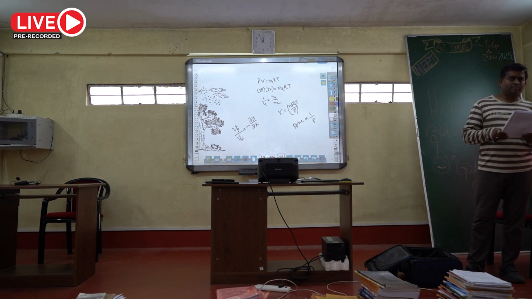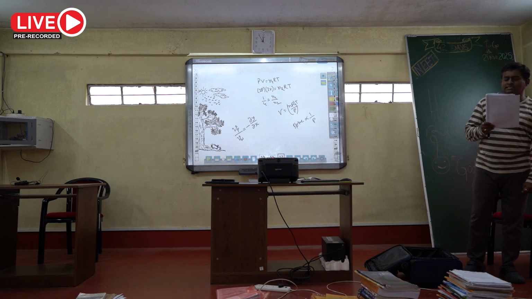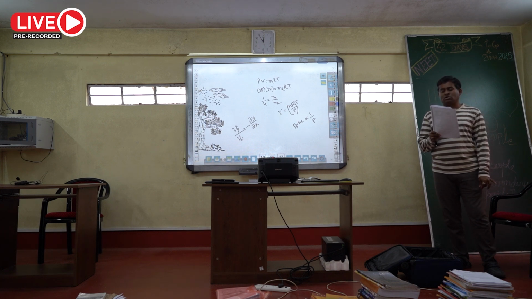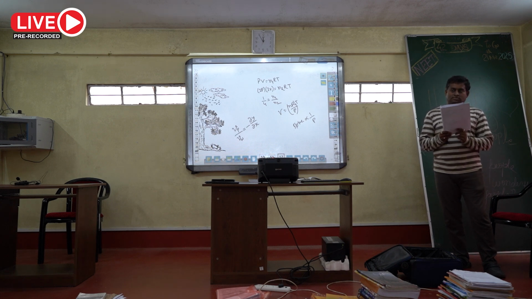Next one, 56. A wire of length L is bent in the form of a circular loop and is suspended in a region of uniform magnetic field. When a steady current I is passed through the loop, the maximum torque experienced by it will be.